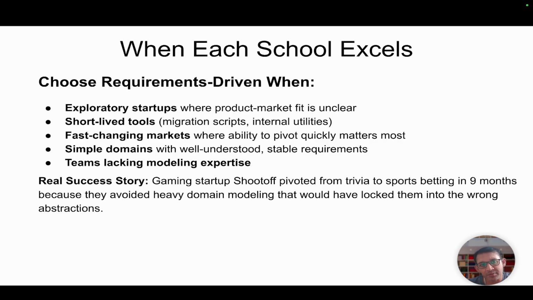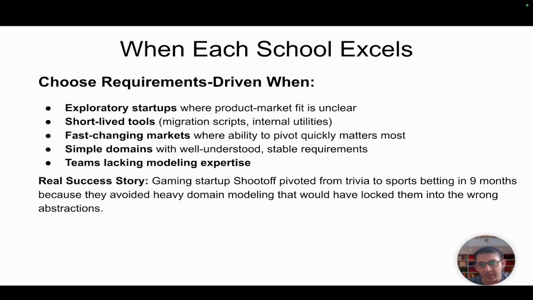On the other hand, choose requirements driven design when you are in an exploratory startup mode where product market fit is still unclear. You need to be able to pivot quickly based on what you learn from users. Choose it for short lived tools like migration scripts or internal utilities where the complexity will never grow enough to justify heavy modeling. Choose it in fast changing markets where the ability to pivot quickly matters more than long term maintainability. Choose it for simple domains with well understood stable requirements where the overhead of modeling doesn't provide much value.